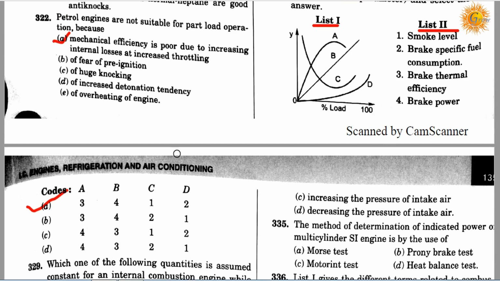According to A, curve A belongs to brake thermal efficiency. Curve B belongs to option 4, which means brake power. Curve C belongs to 1, which means smoke level. And curve D belongs to brake specific fuel consumption. This is curve D.